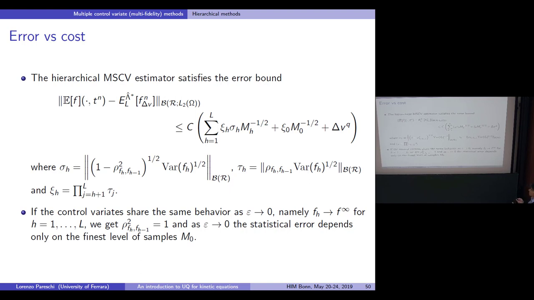Sorry, what is C here? So C is the product over there, but tau? Tau is here. Ah, okay.